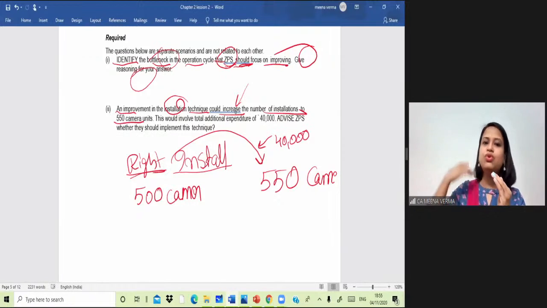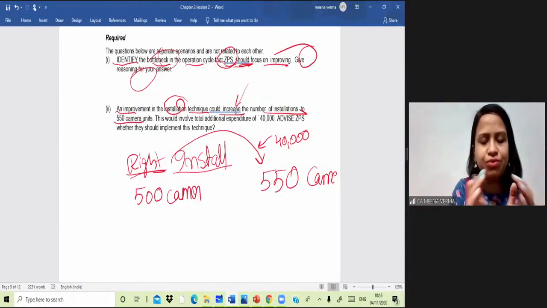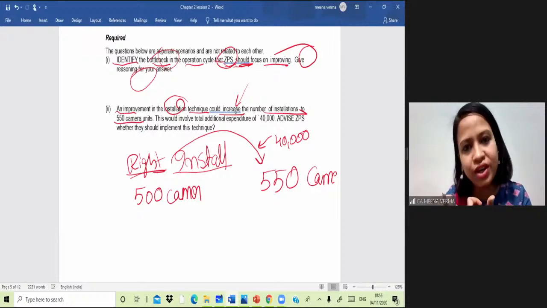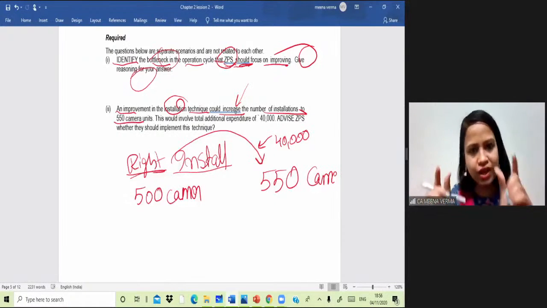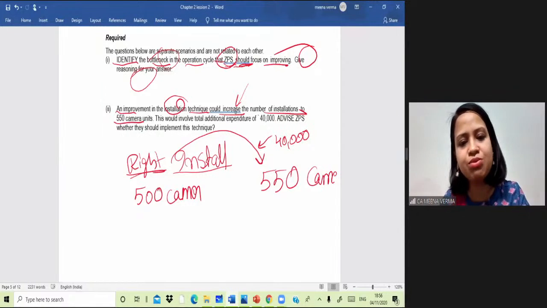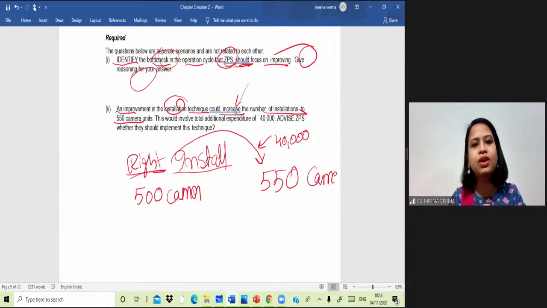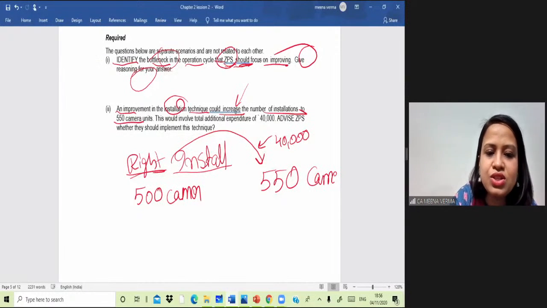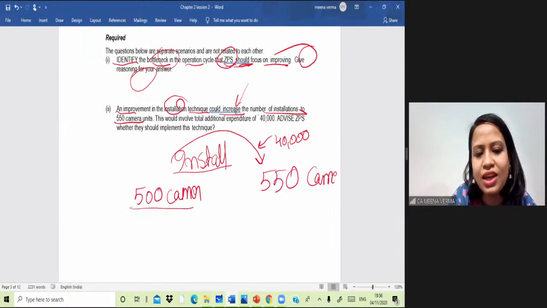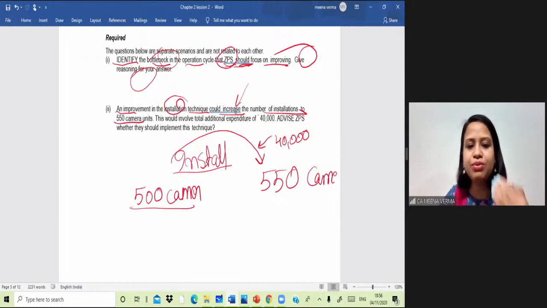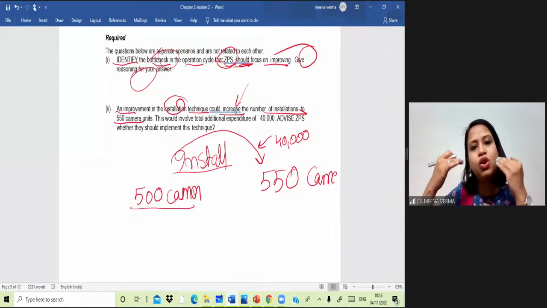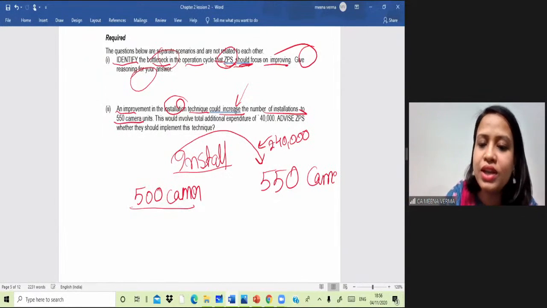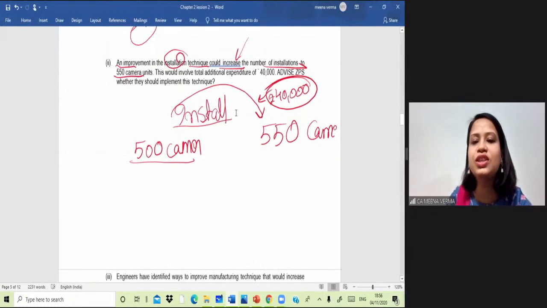You know that if you want to improve your bottleneck activity, for example, somewhere my process is slow. If I want to improve the training for my employees so that they can work more efficiently, I need to spend cost. Or I want to replace the machine because the machines are slow, because of which my production is slow, and it results in a bottleneck activity. So I want to replace the machine, and that will again require a cost. So here, the maximum installation the company can do at present is 500 cameras. And if the company wants to install more cameras, for that they need to incur some cost.